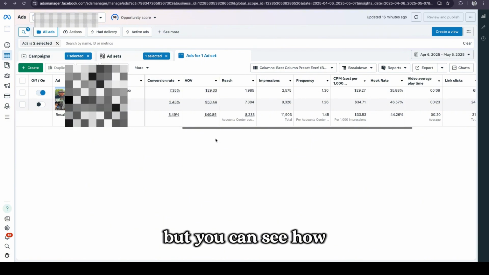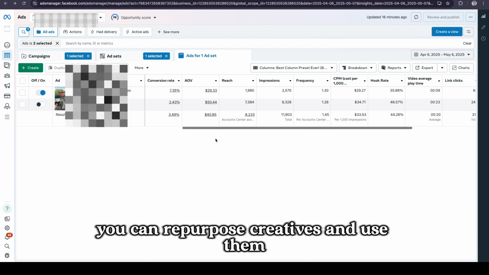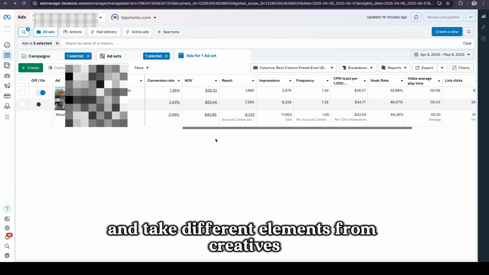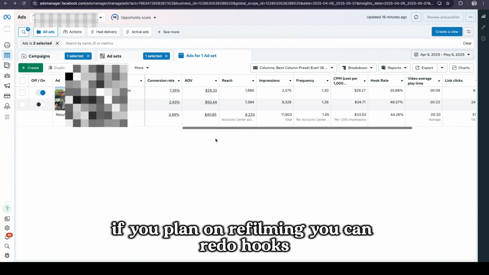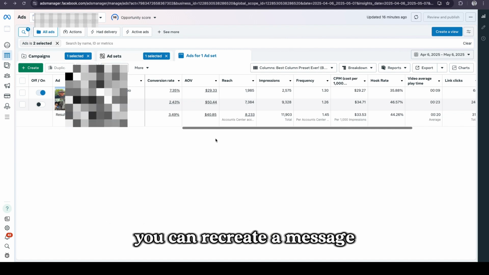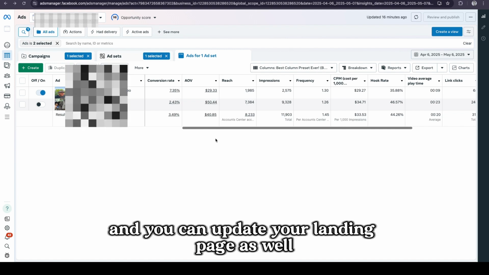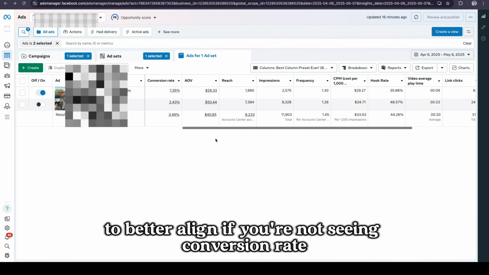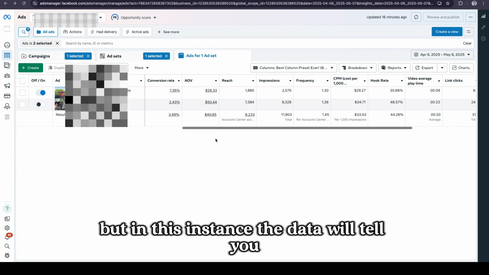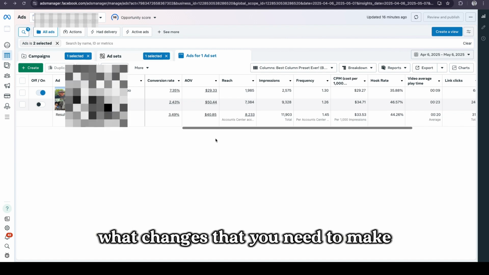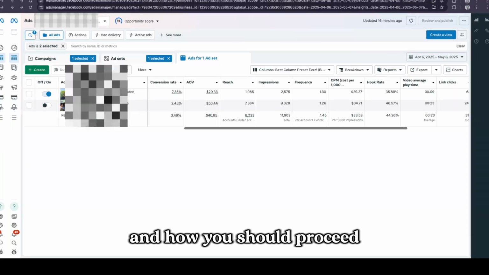But you can see how if you have a lot of different ads in your ad account, you can repurpose creatives and take different elements from creatives and kind of piece them together. If you plan on refilming, you can redo hooks, you can recreate a message, and you can update your landing page as well to better align if you're not seeing conversion rate very high for any of your ads. But in this instance, the data will tell you what changes you need to make and how you should proceed.